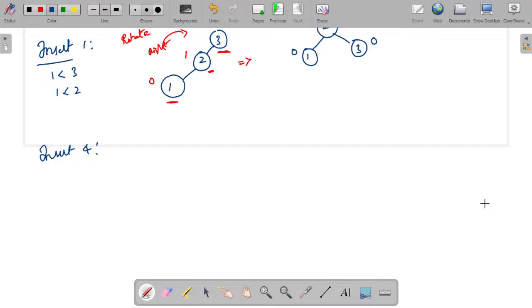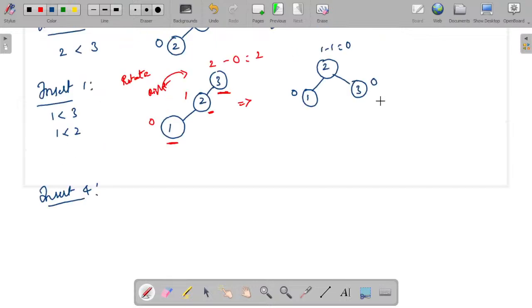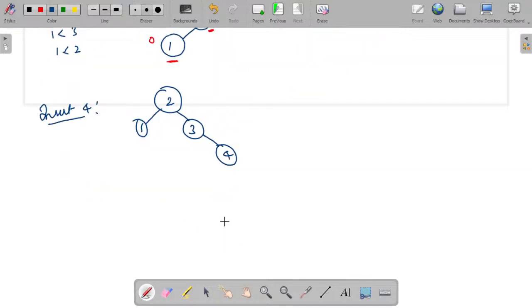Now we will see how we can insert 4, and to insert 4 we have to consider this tree as the present tree. I believe everybody knows how a binary search tree works, and now 4 is inserted at this position. And after inserting 4, now we should calculate the balance factors. So the balance factors are going to be this.